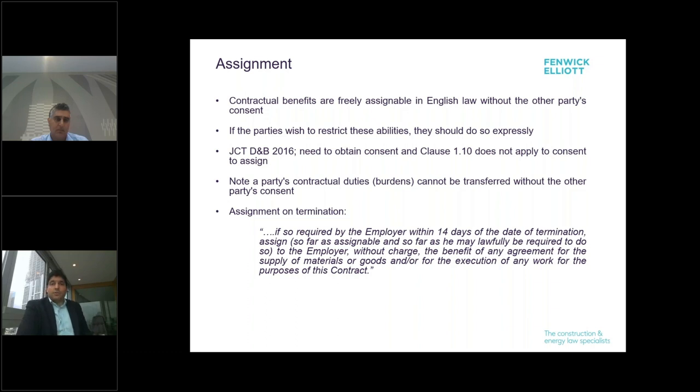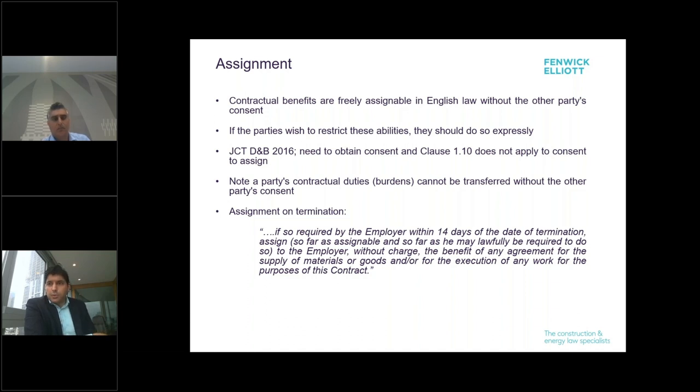So typically you'll see contracts prohibit the contractor from assigning and give the employer a right to assign, typically on two occasions or in between group companies. What I've put on this slide at the bottom is probably a slightly more interesting point, just in terms of assignment on termination. A lot of the standard forms do deal with this in some way or the other. And in a termination scenario, the parties obviously aren't going to be as cooperative as they might have been at the beginning, but there is an obligation to assign the benefit of the subcontracts on termination.